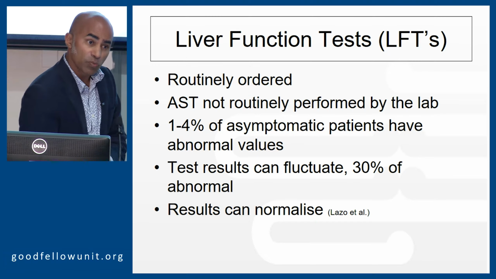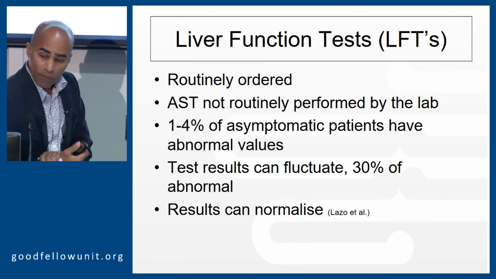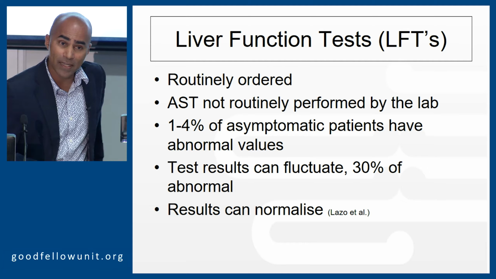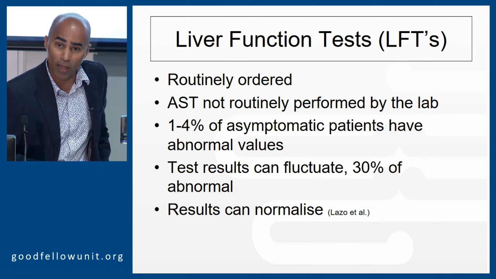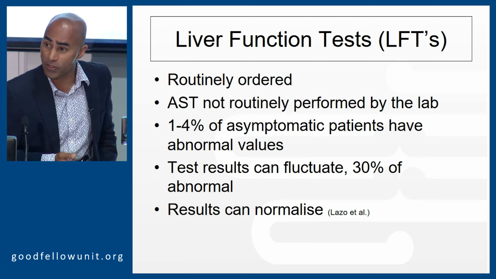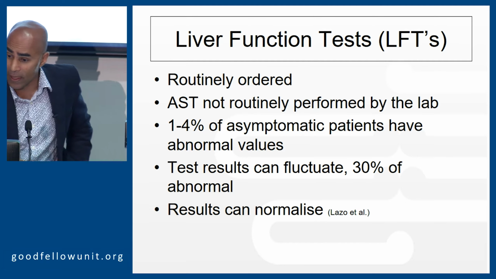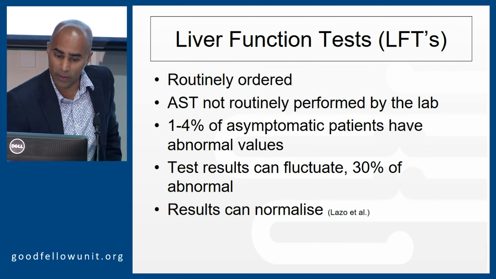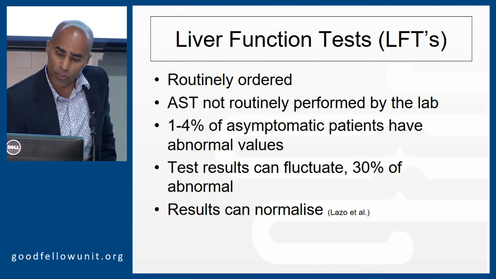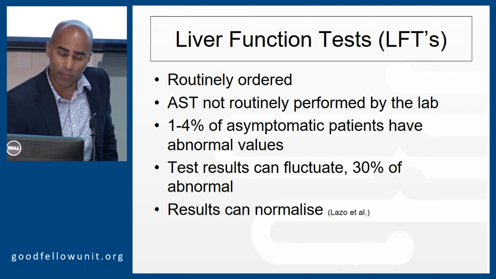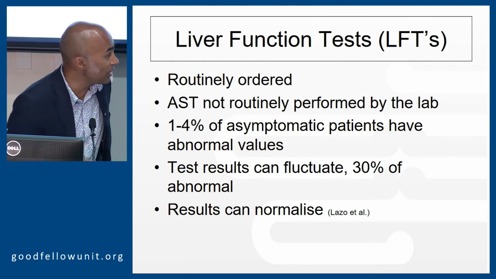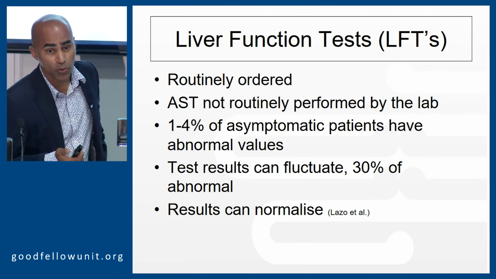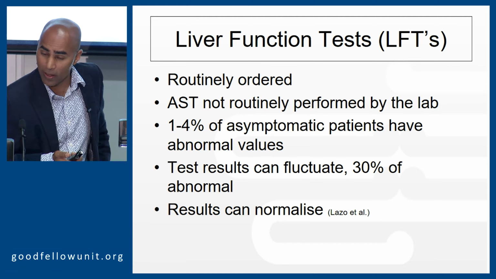So your liver function tests, we routinely order them. Folk have already alluded to the fact that the AST is not routinely performed now, so if you want to get that piece of information, you have to check that separately, and I think that's just a cost-cutting reason by the laboratory. And again, a small proportion of people do have abnormal liver chemistry, and a significant proportion of these people will actually have fluctuant liver function tests and actually normalise their liver function tests.